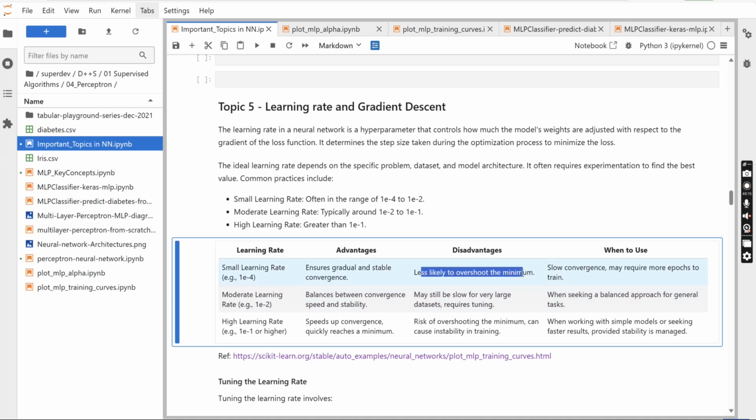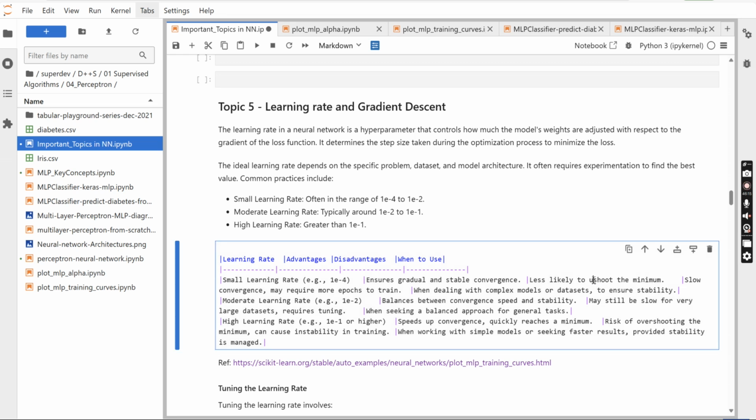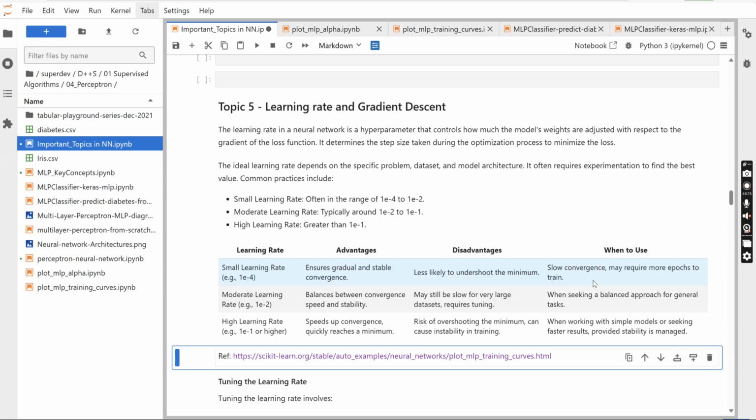So the disadvantages you already saw. If you have too small a value, it may overshoot the minimum. Okay, too high a value, sorry, this should be undershoot. Maybe while typing I made a mistake. This will undershoot the minimum, that means it may never reach the minimum point quickly.